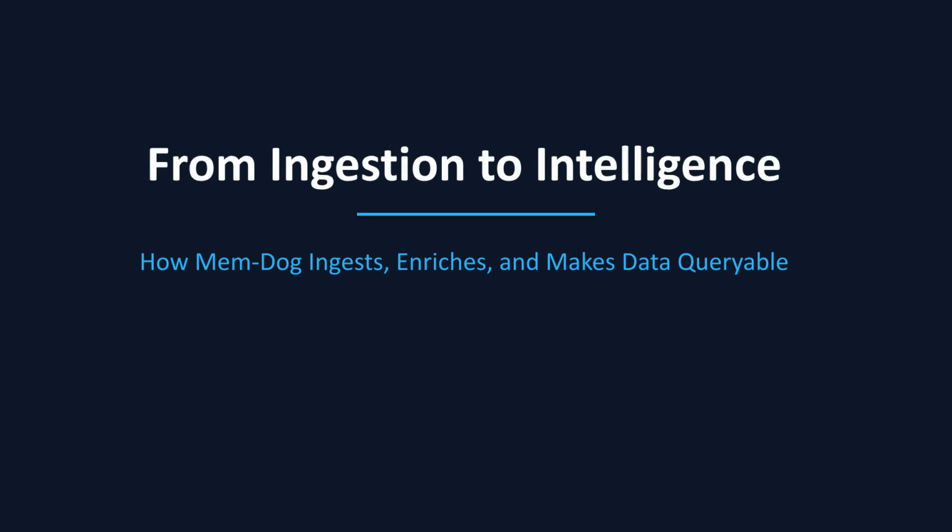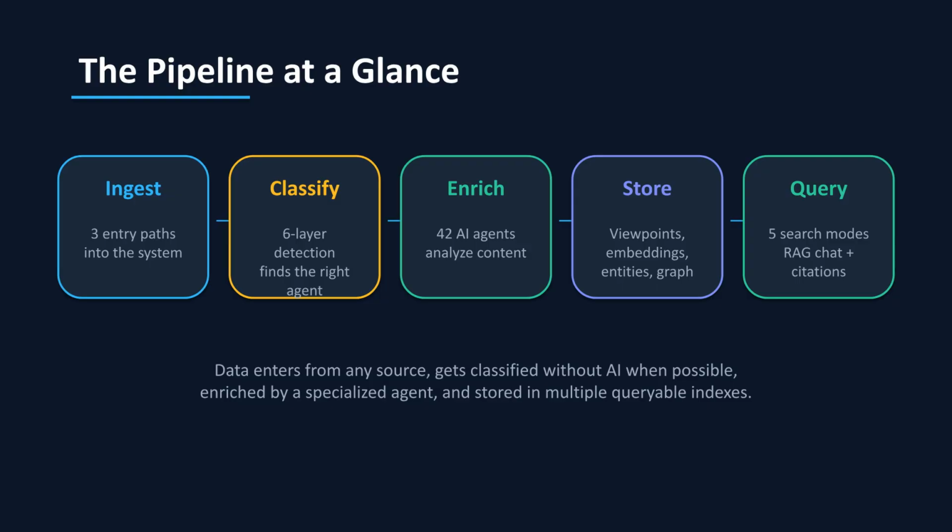Welcome to this video on From Ingestion to Intelligence, where we explore how Memdog ingests, enriches, and makes data queryable. Our powerful system includes 3 ingestion paths, a 6-layer classification, 42 AI agents, 5 search modes, 4 re-rankers, and RAG chat with citations. The pipeline at a glance involves 5 main steps: ingest, classify, enrich, store, and query.